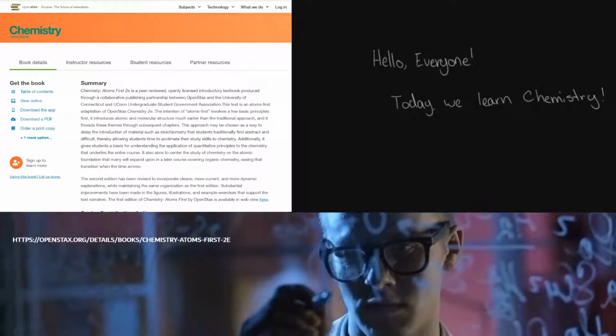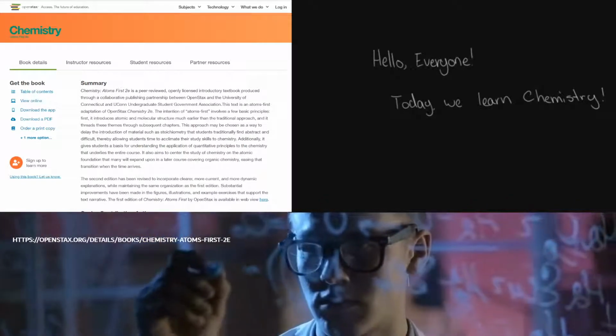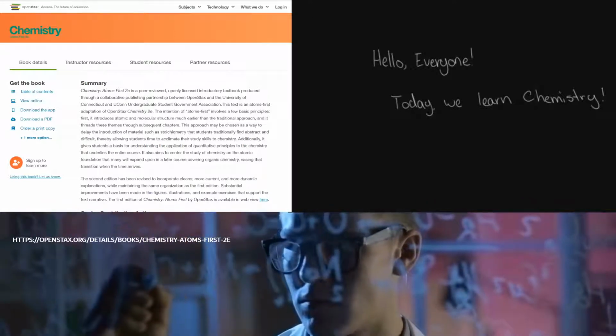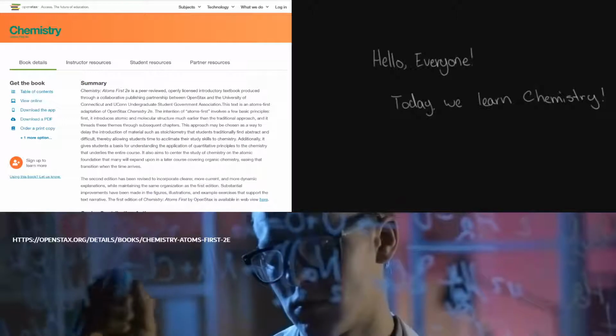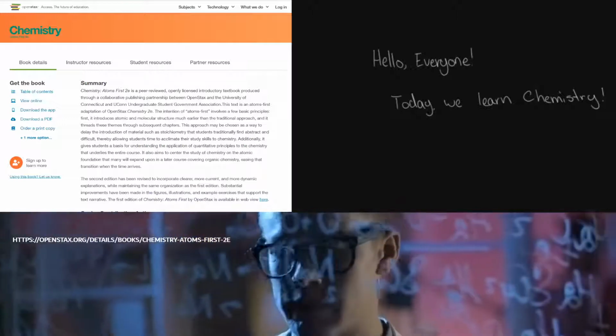So, this particular one, we're going to go through the entirety of Chemistry 1 and 2, which you'll find, at least in my state's university system. And this book actually branches into a little bit of organic chemistry, otherwise known as Orgo Chem.